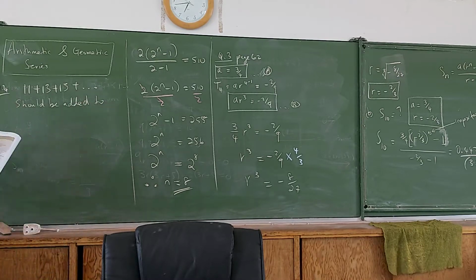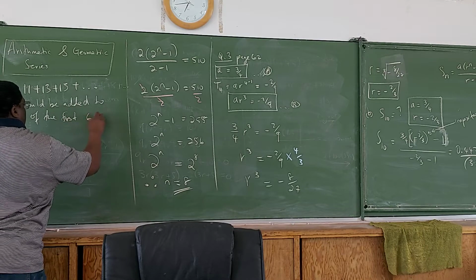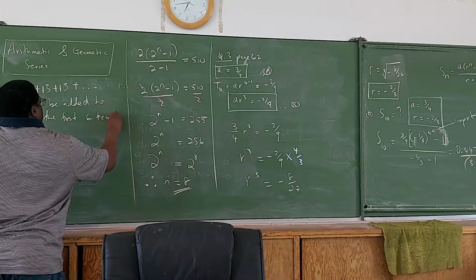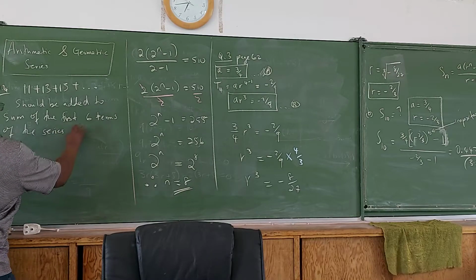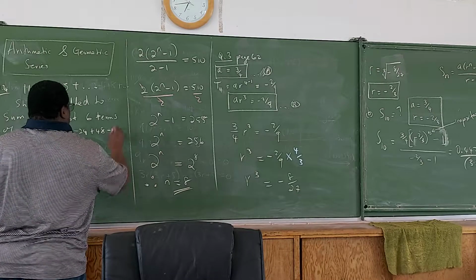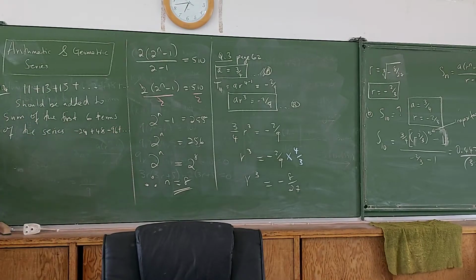To equal the sum of another series, the sum of the first 6 terms. What is the series? Negative 24 plus 48 minus 96, and so on, to give you a sum of what?